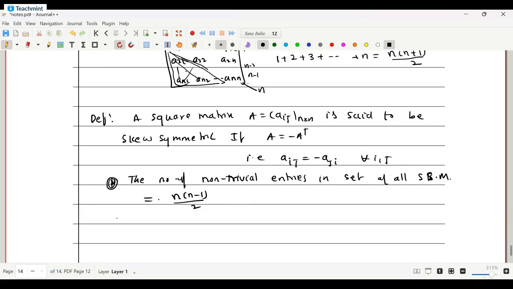The diagonal is 0. Diagonal element 0. So aij is equal to minus aji. This is true for every i and j. So if i is equal to j, aii is equal to minus aii, which implies that 2 into aii is equal to 0. This implies aii is equal to 0. That means the principal diagonal entries in a skew symmetric matrix are zeros.